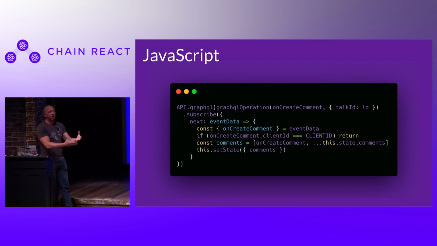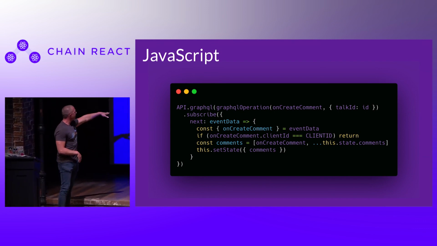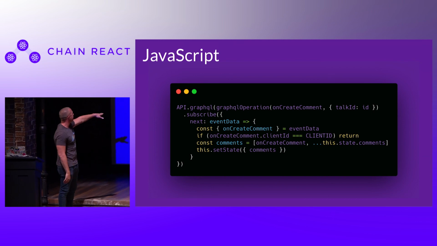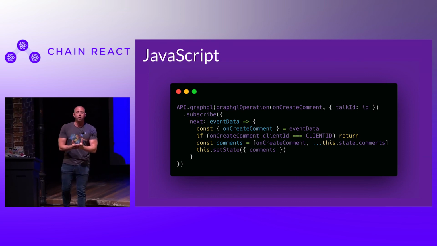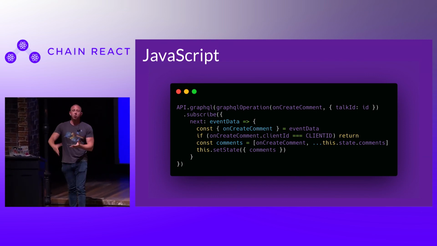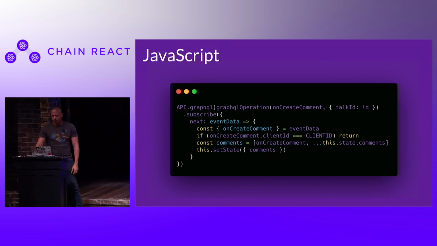Here we have the next function, and we're passing in the event data that gets passed in whenever a new comment is created. We then have to handle that data on the client. So we destructure the actual comment off of the event. We check to see if the client that created this comment is the actual client that you're on. If you created a comment, you don't want to subscribe to that. You want to discard that data as it comes through because you don't want to have duplicates. We then update the comments array, passing in that new comment, and then we just call set state.